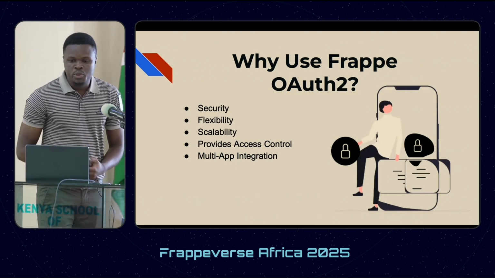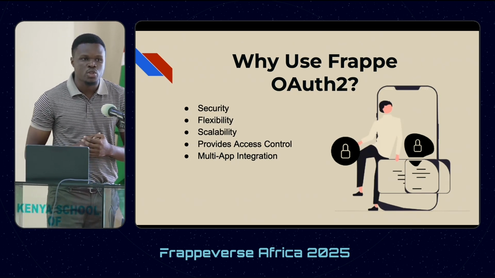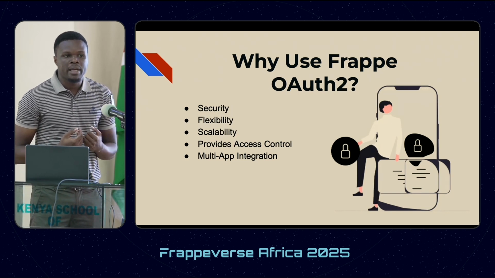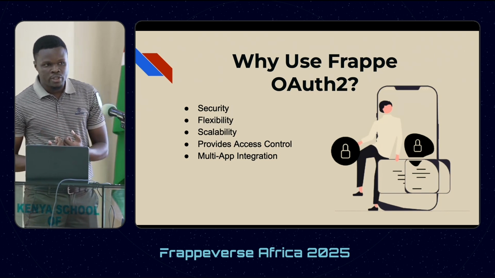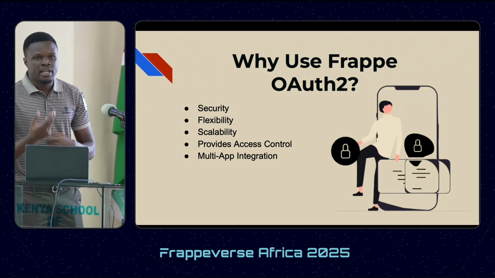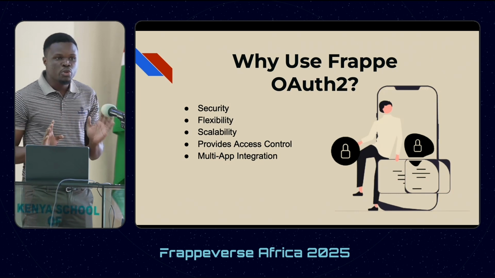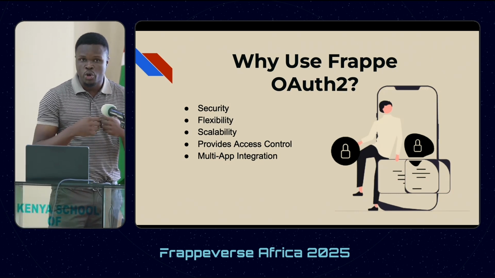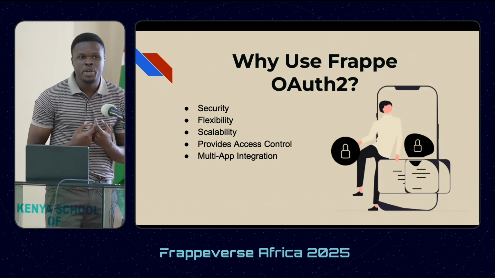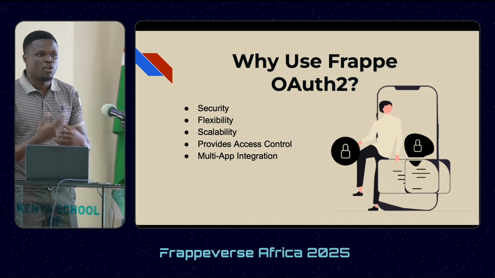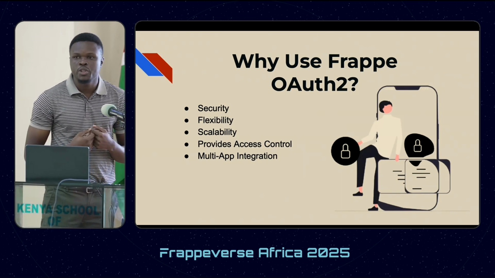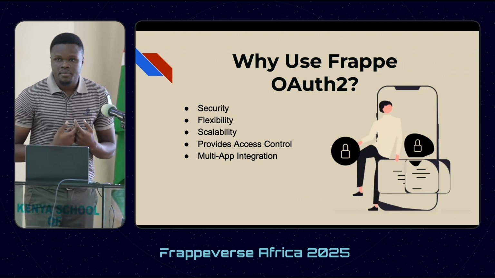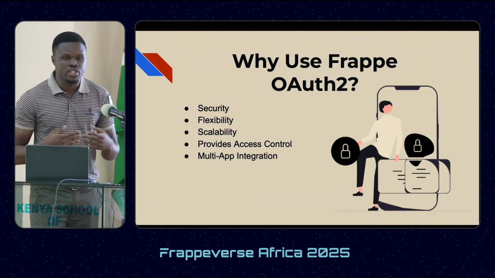Then we came to Frappe OAuth 2 because of its security, because there is no human interaction at all. You put in your email and your password in your Frappe instance, and at the same time the Frappe instance generates a token, so no human interaction. Then from there, in your Flutter app or your front-end app, you can store that token and use it to perform your calls. It's also flexible, as I've said previously, with no human interaction.